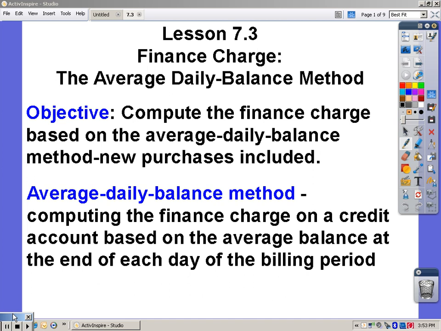Lesson 7.3, Finance Charge Average Daily Balance Method. The objective is to compute the finance charge based on the average daily balance method, new purchases included. The average daily balance method is computing the finance charge on a credit account based on the average balance at the end of each day of the billing period.